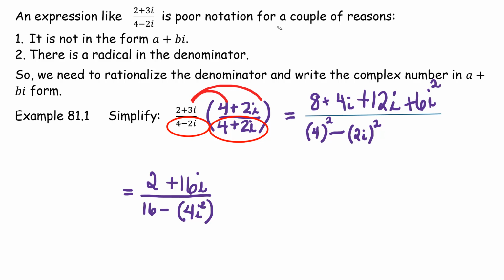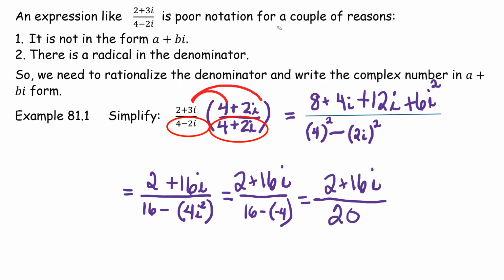And then in the denominator, we've got 4 squared, which is 16. And then we've got 2i squared, which is 4i squared. So first thing squared minus second thing squared. So in the numerator, we still have 2 plus 16i. In the denominator, we have 16 minus -4, because 4i squared is 4 times -1, which is -4. So 16 minus -4 is 16 plus 4, which is 20.